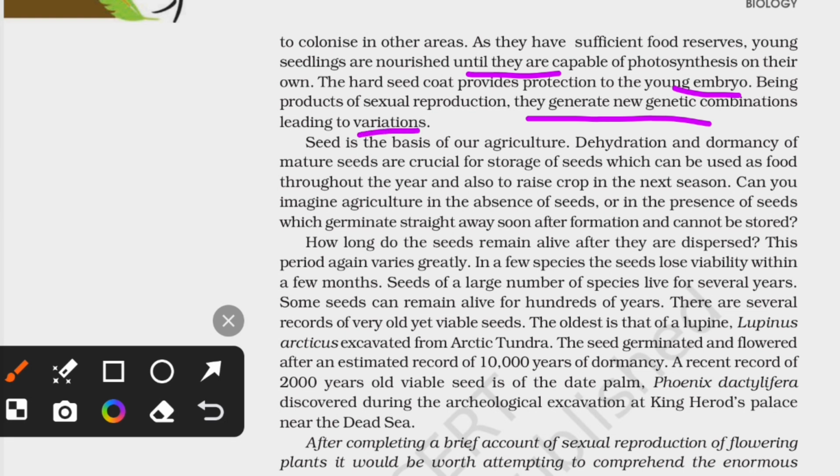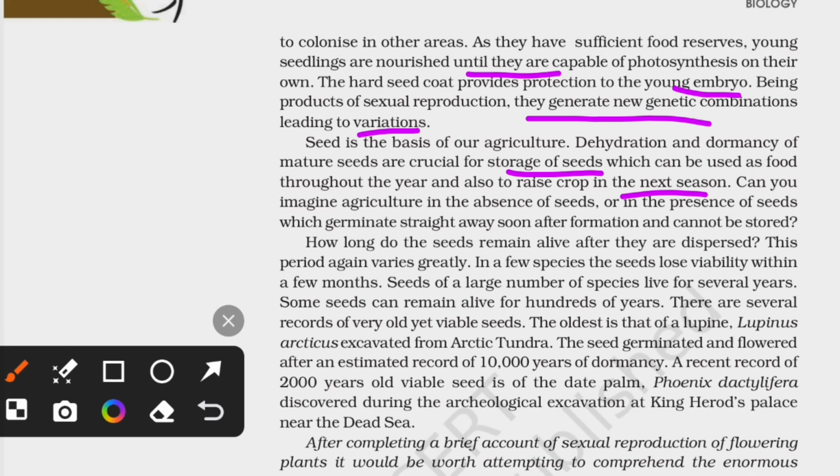Seed is the basis of our agriculture. Dehydration and dormancy of the mature seed are crucial for storage of seeds, which can be used for food throughout the year, also to raise crops in the next season. Can you imagine agriculture in the absence of seeds, or in the presence of seeds which germinate straight away soon after formation and cannot be stored?